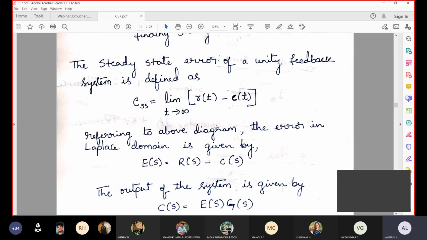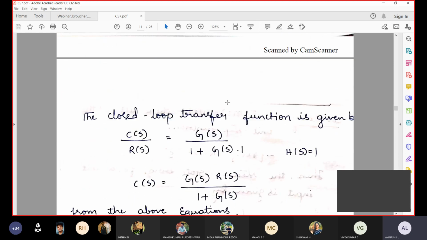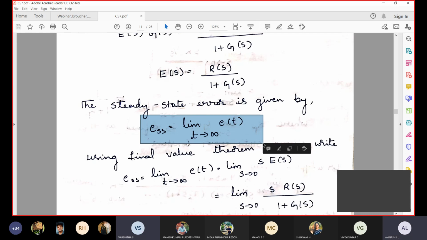Here we have written this one. So what is this particular thing we have written? ESS is equal to what? Limit t tends to infinity of E of t. E of t value is what? R of t minus C of t. Same thing we have written in this particular format. Is that clear? Yes, sir.